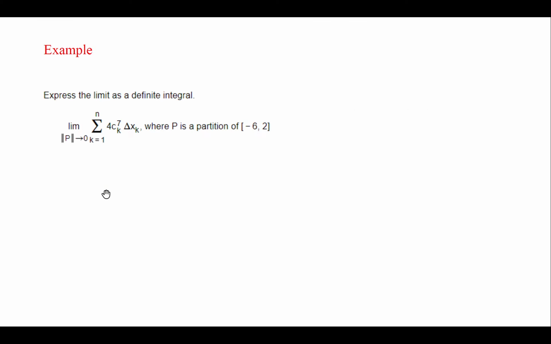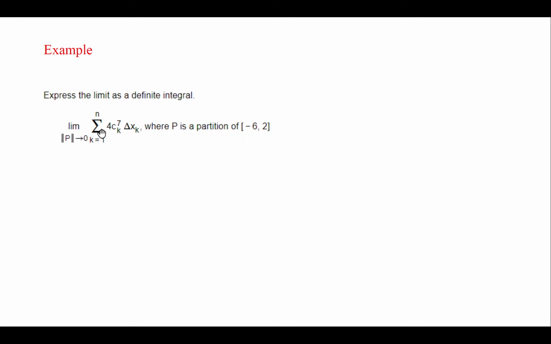So now let's see a couple of examples. Express the limit as a definite integral. This is the sum, the Riemann sum. From here we can see the function we are using. This delta x_k is just the width of each partition, and this is our function.